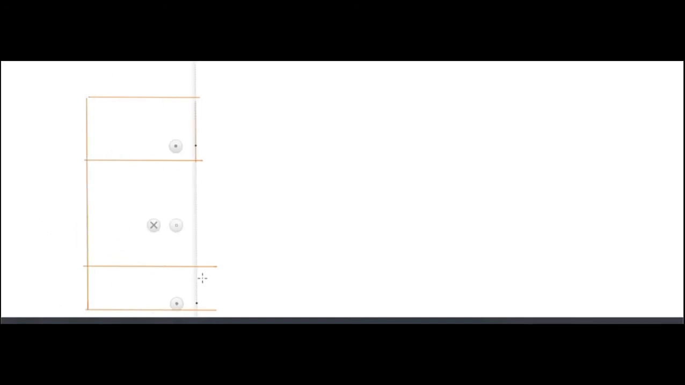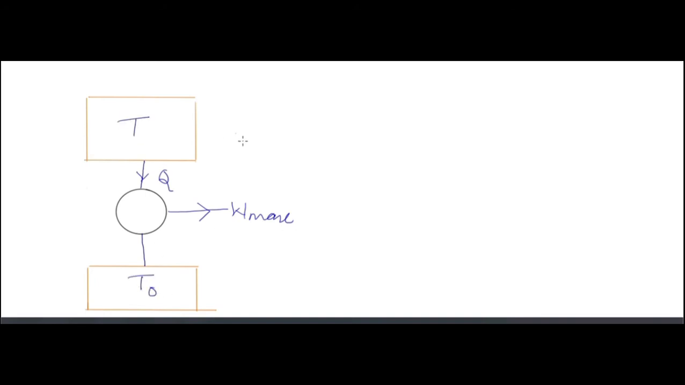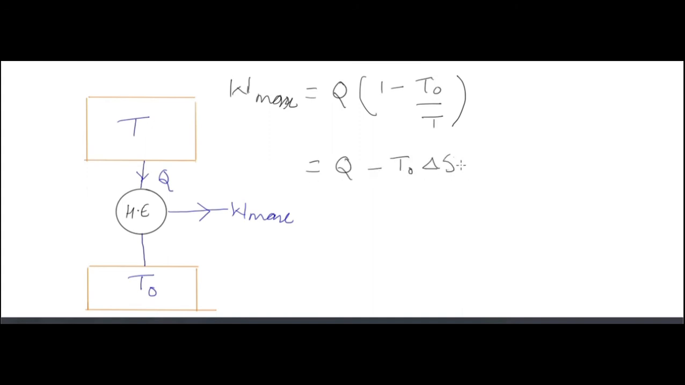Now we are understanding this available energy with respect to a heat engine. Consider this as a heat engine where the source is at temperature T, and from the source we are taking heat Q, and the output is the maximum work output, the available energy. So W max is equal to Q into (1 minus T naught by T), which is equal to Q minus T naught into delta S.